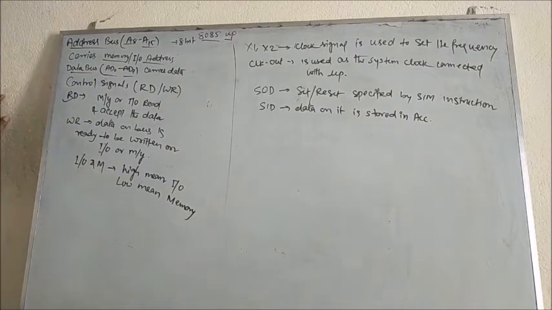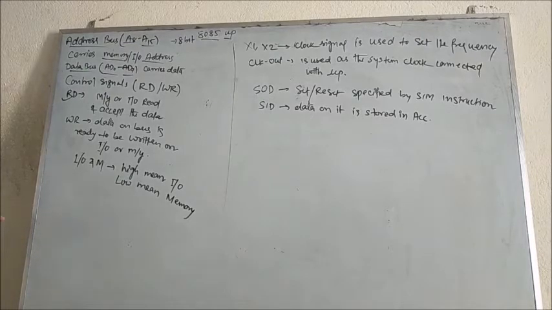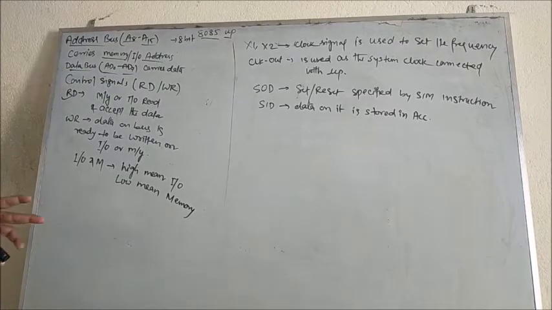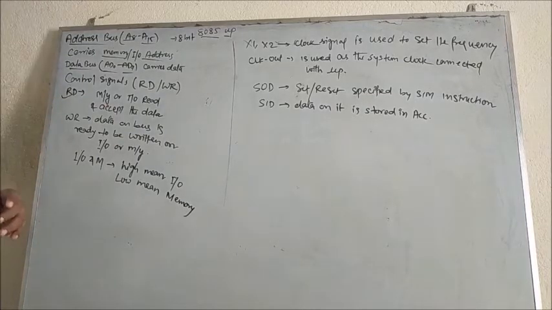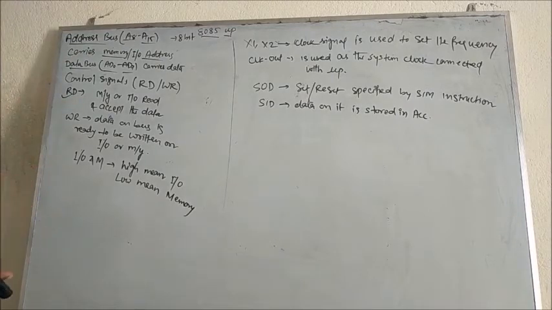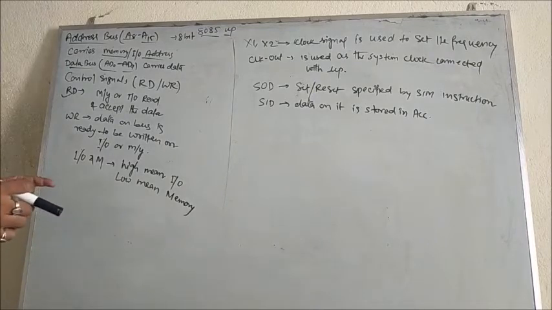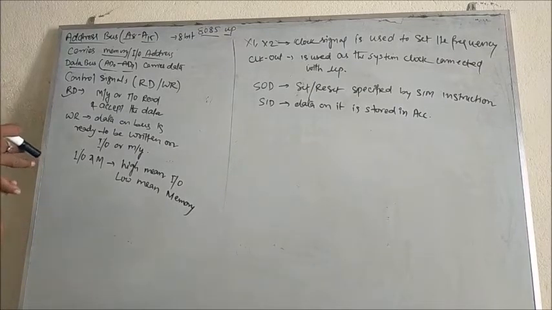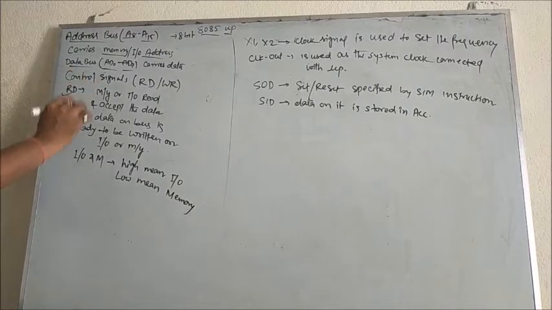Next one is known as your WR. WR is nothing but your write operation. Write operation means what? The data has been stored on the data bus, and that data which is stored on the data bus has to be written on memory or IO devices for modification of the data. So in this write operation, whether the memory or IO device is ready to accept the data or not is controlled by your WR, right?